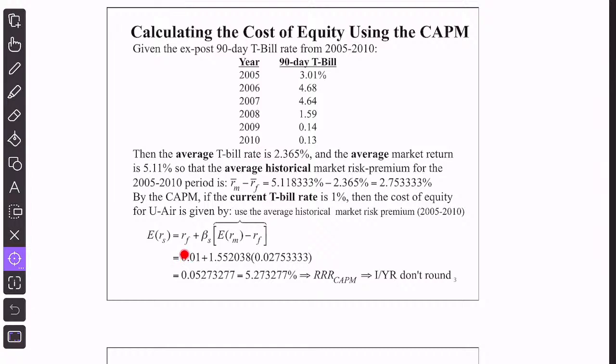The average rate is 2.3 times higher. So this will be the current one, and then I use the historical market risk premium here, and then my estimated beta, and look what I get. This tells me that I should use a required rate of return for the UARE project of 5.27. Now, if you remember back to the UARE, what was the required rate of return we used when we evaluated UARE? You can go back to your notes, or maybe you have it in memory.